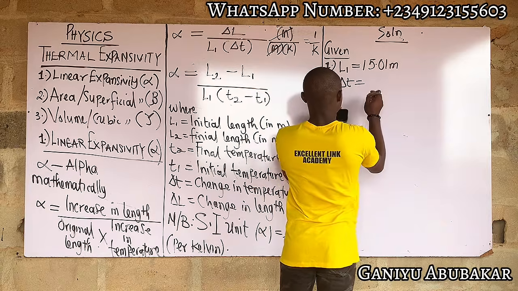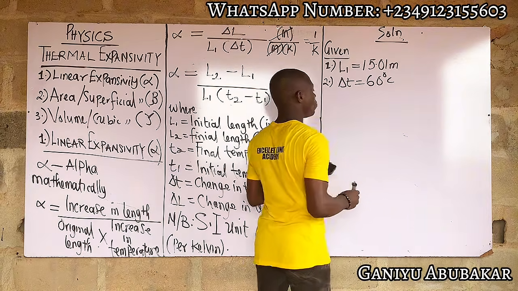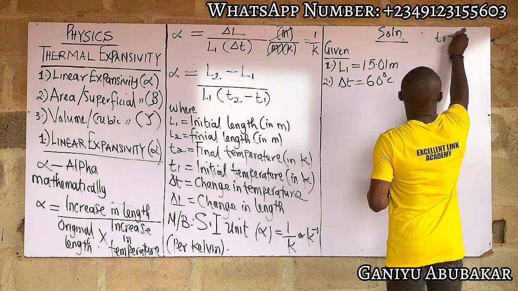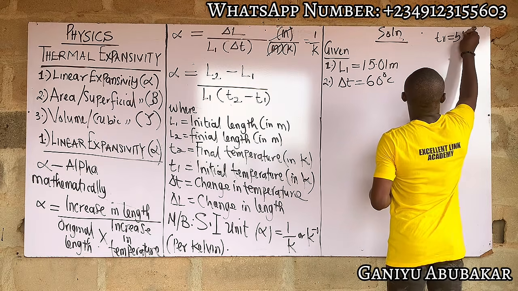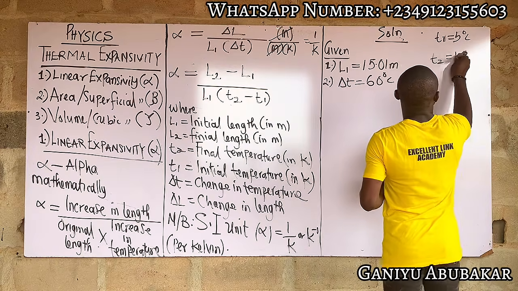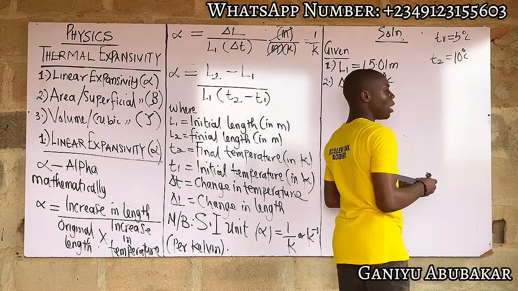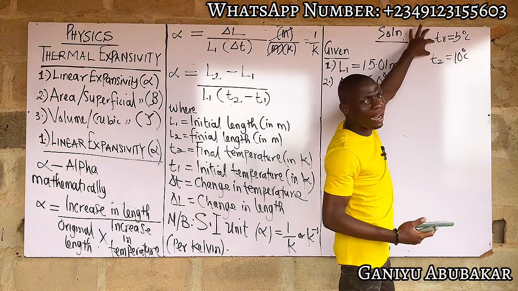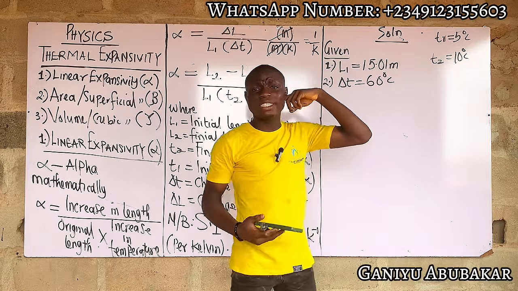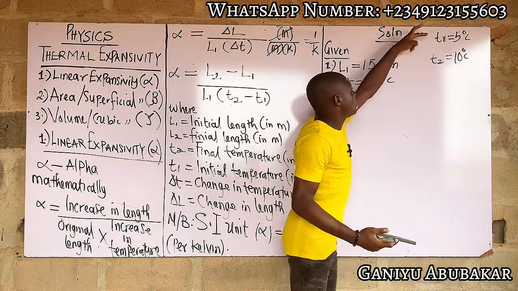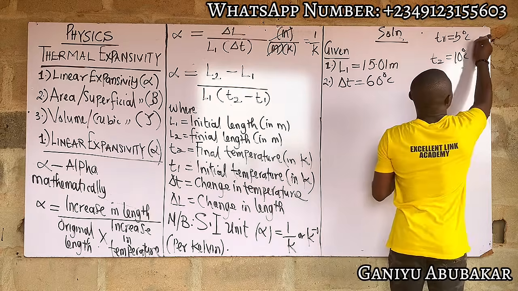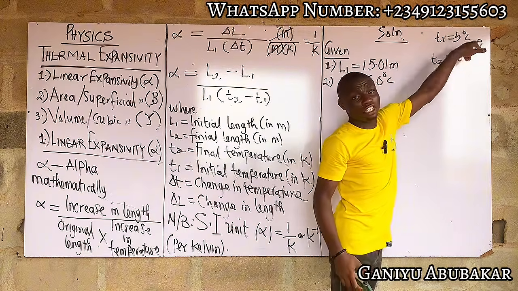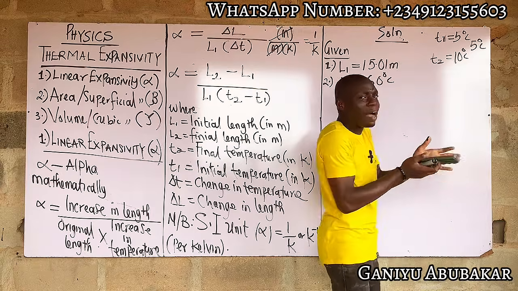So I'm given the change in temperature, which is equal to 60 degrees Celsius. Let me explain the concept. Let's say you're given T1 equal to 5 degrees Celsius and T2 as 10 degrees Celsius. Once the temperature rises from T1 to T2, the temperature rises by 5 degrees Celsius.